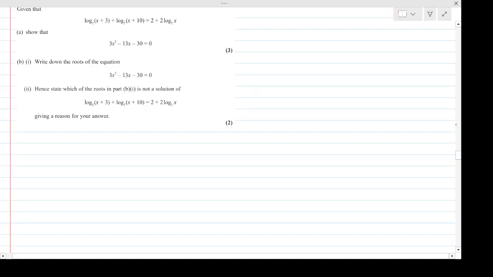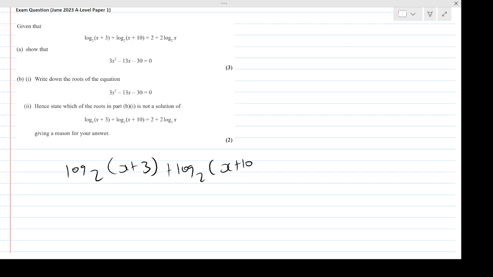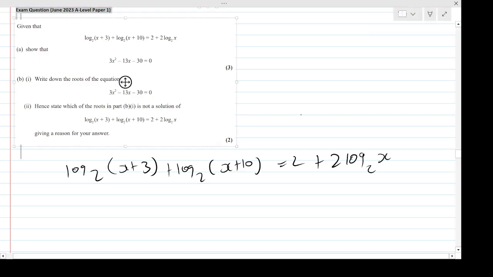Right. Okay, now we've got another sort of an equation question, very similar to what we just did. We're given that log base 2 of (x + 3) add log 2 of (x + 10) equals 2 add 2 log 2 of x. So again, I need to get to this random quadratic, but it's not so random, it just looks random at the moment. Again, I'm just going to need to simplify as much as I can to get to that point.